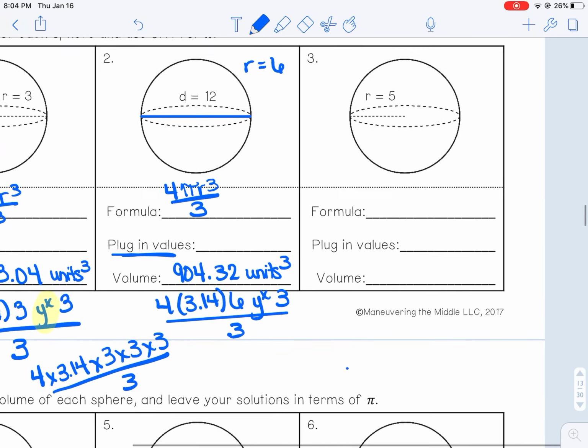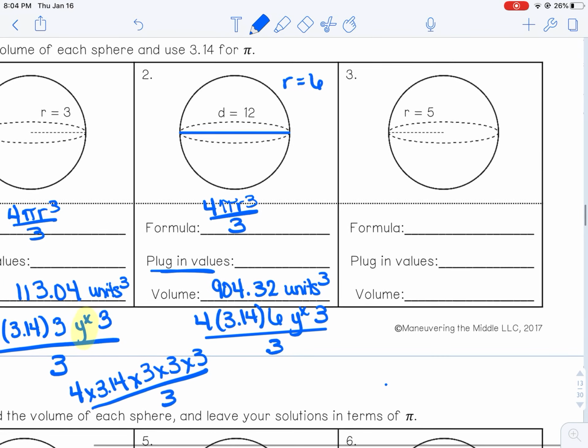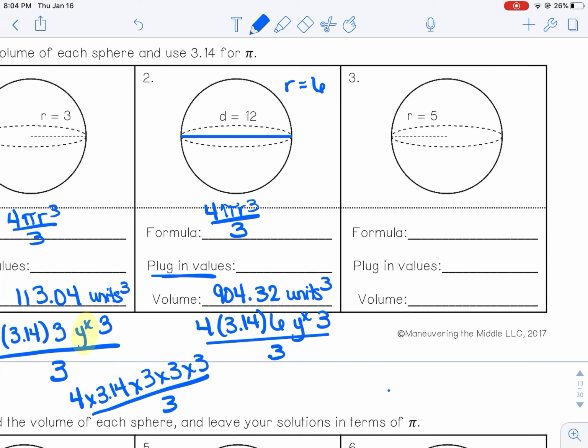Number 3. Okay. At this point, I let my students do this one by themselves. They were doing pretty good. They got pretty used to the raise it button. Let's see how you do. Okay, I'm going to give you a moment. And you will get a repeating decimal as your answer. Okay, hope you paused the video and did it yourself. All right, you got 523.3 repeating, and that's units to the third power.